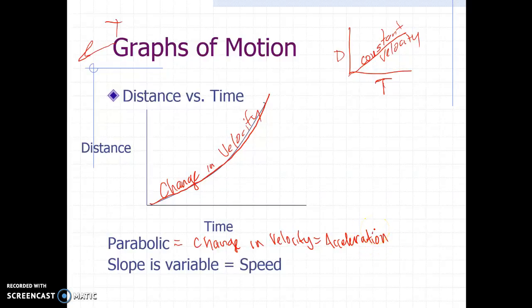Alright, the slope in general represents free fall. So free fall is acceleration, and we're going to get there. So slope is variable. So if the slope is variable, this is not just speed, it's an increase in speed. Okay.